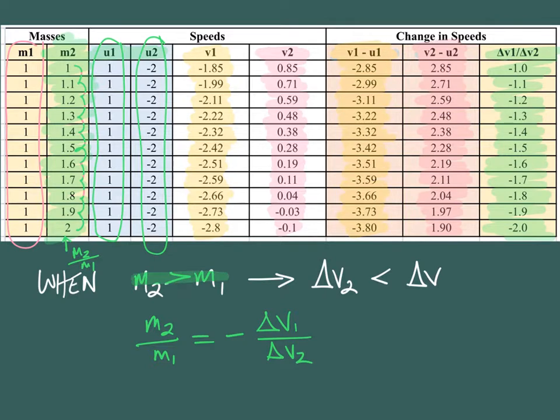Mass 2 greater than mass 1 means that the change in speed 2 is less than the change in speed 1, which I got to put my 1 in there. This one getting bigger means that one gets smaller. That means it's inverse, which means you would have a different ratio. All right? And so one way to look at this is that when mass 2 increases, the change in speed 1 increases. The change in speed for object 1 is directly proportional to the increase in mass 2.